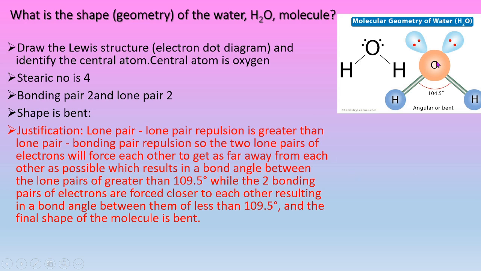Water. Oxygen is a central atom. Steric number is 4. Bonding pair 2 and lone pair 2. So on the basis of this, the two bonding pair electrons are forced closer to each other, resulting in a bond angle between them of less than 109.5. So water has a bond angle less than 109.5 degrees and its shape is bent.